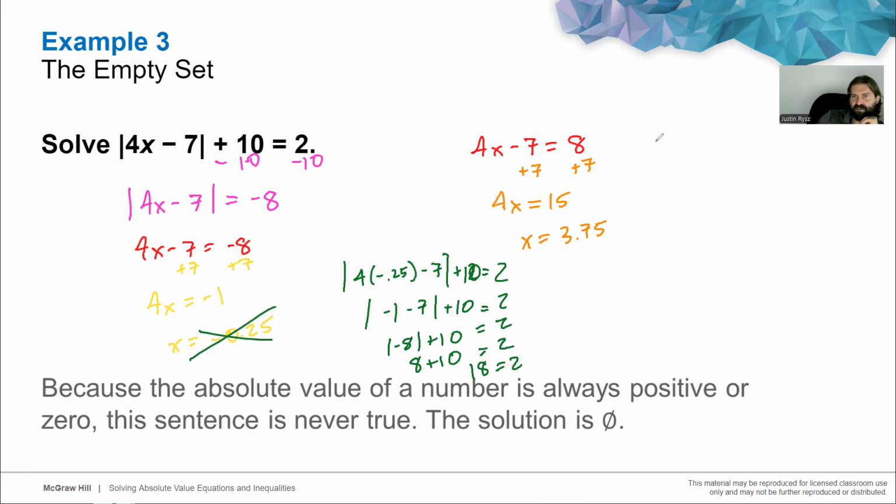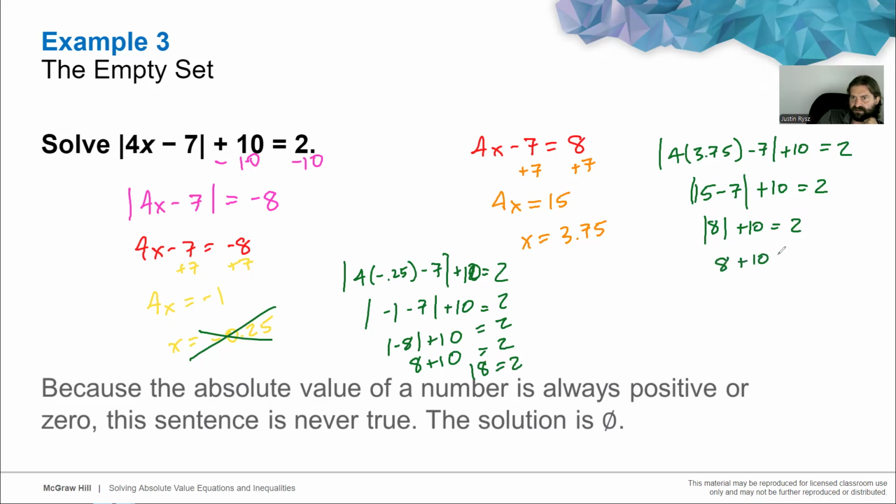Let's check with positive 3.75. So 4 times 3.75 minus 7, plus 10, does that equal 2? 4 times 3.75 is 12 plus 3, so that's 15 minus 7. That would be the absolute value of 8. The absolute value of 8 is just 8. And 8 plus 10 is 18, not 2 again.